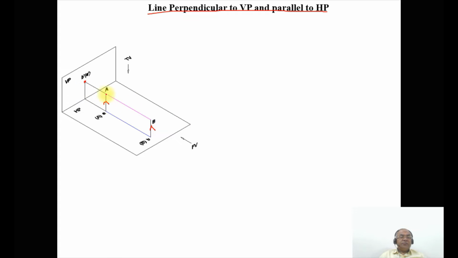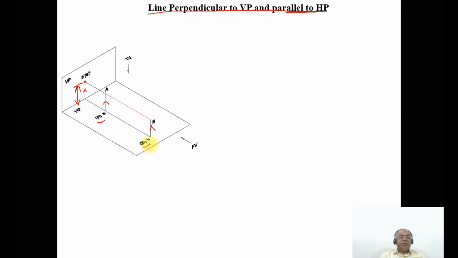Therefore, its corresponding front view, that means you look from here, where both A dash and B dash are at equidistant from the above HP. So this distance will be above HP. Both the points are at equidistant from the horizontal plane. Therefore, the line is parallel to HP. Since it is parallel to HP, therefore in HP the line is in true length.